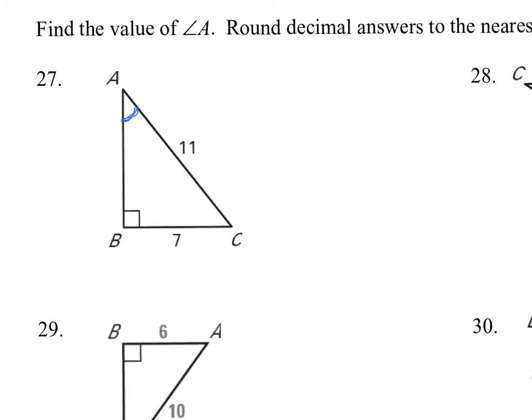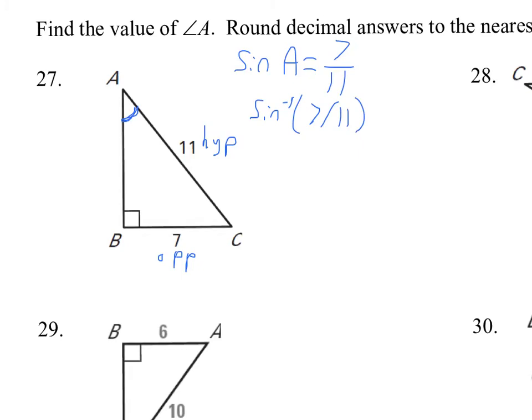So if we're looking at angle A, the hypotenuse is given, and so is the opposite. Which function is hypotenuse and opposite? It would be sine. So sine of A is opposite over hypotenuse, 7 over 11. So we want to know, what is the angle that has a sine of 7 over 11? That's what we're going to enter into our calculator. Inverse sine of 7 over 11. And we will figure out that the measure of angle A is approximately 39.5 degrees.